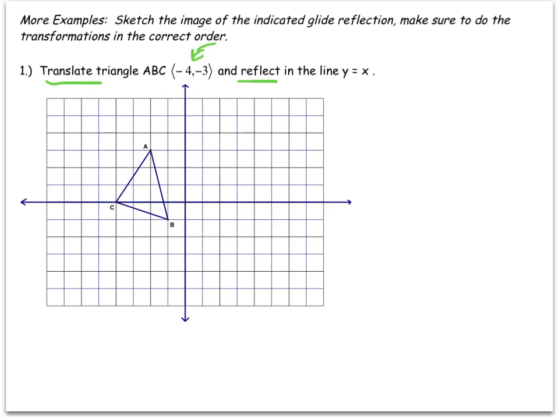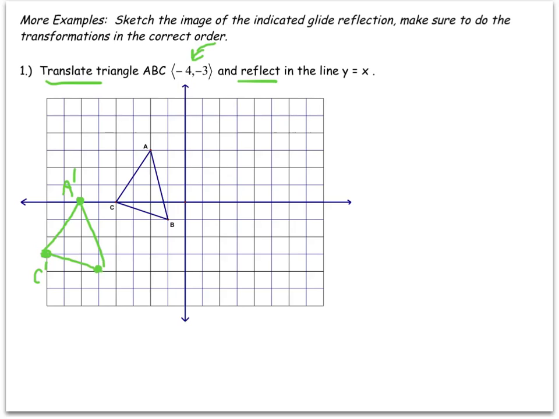So we'll take C over to the left 4, down 3, gives us C prime right here. A prime is going to be the same thing, over 4, down 3. A prime. And then B prime right here. Connect up those points for my image of the original triangle.